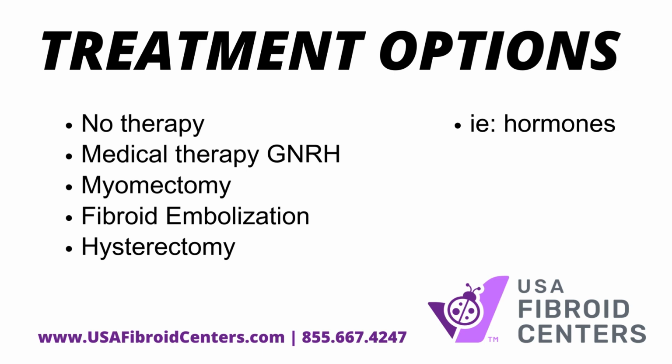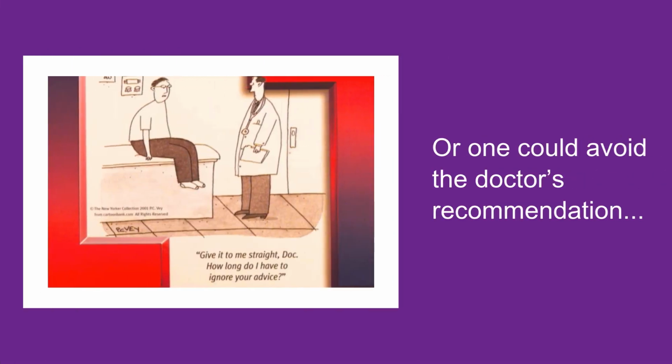Then we talk about surgeries. There are usually two surgical options. One is myomectomy, surgically cutting out the fibroids, either through the abdominal wall or through the vagina. And then hysterectomy, taking out the whole uterus, which should be the last option if nothing else works. The treatment that we perform here is something called fibroid embolization or uterine artery embolization. And those are the major options. We're going to talk about those in a little bit more detail. Or you could ignore the doctor's recommendations and do nothing at all.